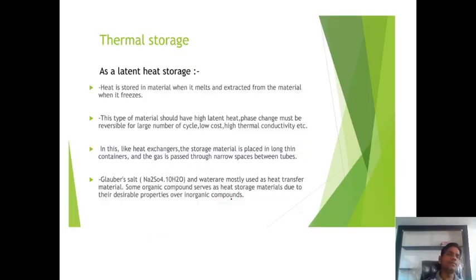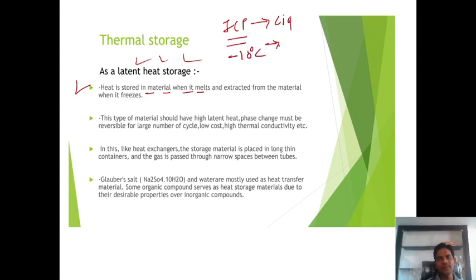So what are the properties of this latent heat? You see here, a very important question. This question is always asked in the exam. What is the first property? Heat is stored in a material when it melts. When it is melting, meaning if we consider ice, suppose, then ice melts into liquid. Now what will the temperature of the ice be? Suppose -10 degrees Celsius. When it becomes liquid, its temperature will be, say, 30 degrees Celsius. So what did it do? It stored the heat.